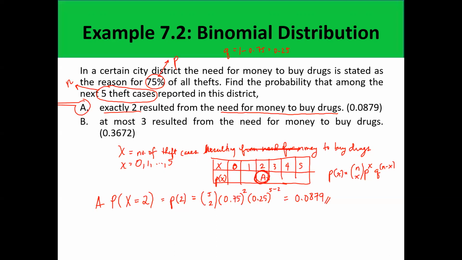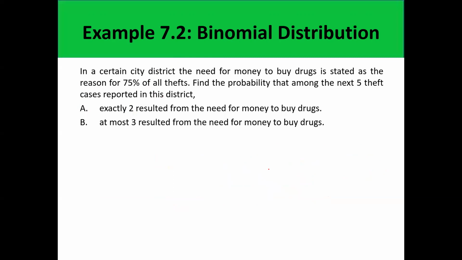Now for letter B, we want to find out the probability that among the next 5 theft cases reported in this district, at most 3 theft cases resulted from the need for money to buy drugs. So for letter B, we want to find the probability that x is less than or equal to 3. So this is actually P of 0 plus P of 1 plus P of 2 plus P of 3. In this case, we are going to use the binomial distribution formula 4 times using the values of x 0, 1, 2, and 3.